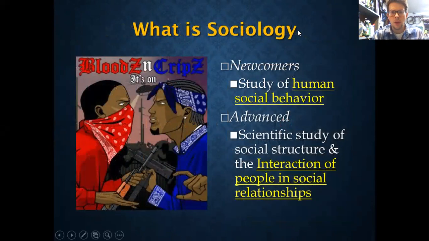Okay, so to begin with, what is sociology? There are kind of two answers for that. There is the general answer that you might use to tell somebody if you met them at a party, and that is just the study of human social behavior. So specifically humans, and the way that they behave socially. A little bit more advanced, and this is something sociologists are constantly striving for, is that they want it to be a scientific study of social structure and the interaction of people in social relationships.